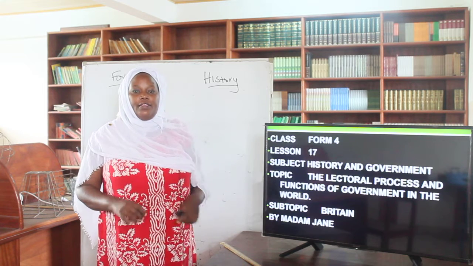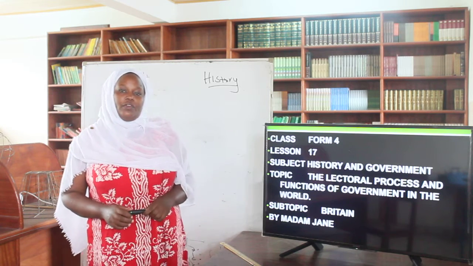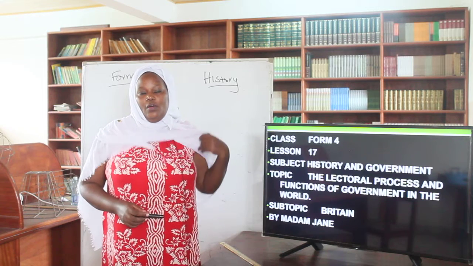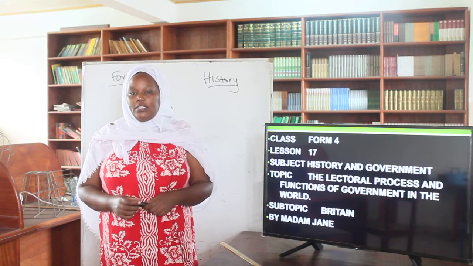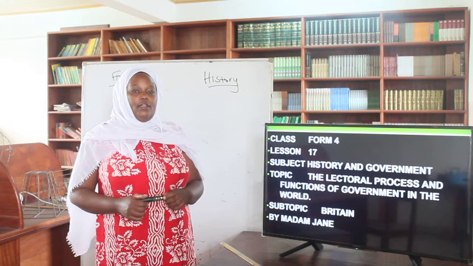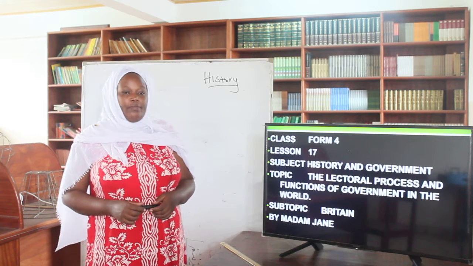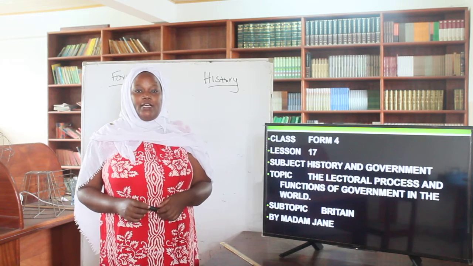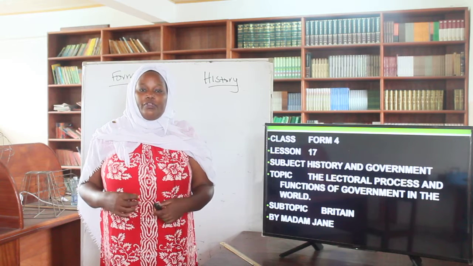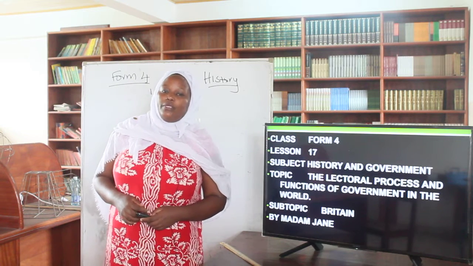We've been looking at the electoral process and function of government in the world. And we are done with the USA, whereby we say USA has a written constitution, and they had the system of government where it's made up of several states, and therefore they have a federal government. Today, I want to move on to Britain.